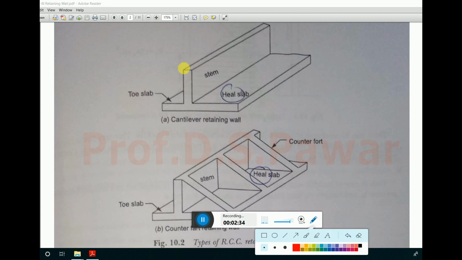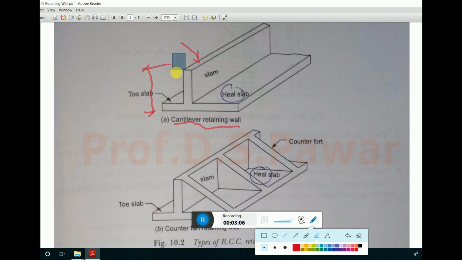This is the cantilever retaining wall. This is the stem, this is the toe slab, and this is the heel slab. Why is it called a cantilever retaining wall? When the total height of this retaining wall is up to 4.5 to 5 meters, in that case this cantilever retaining wall is provided.